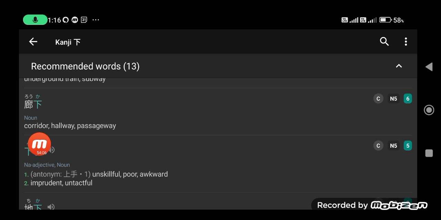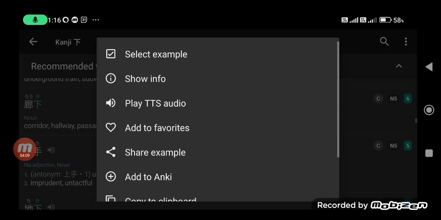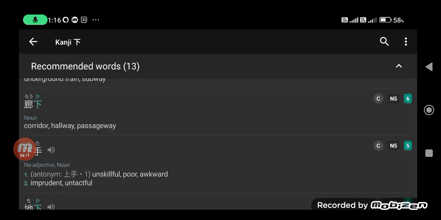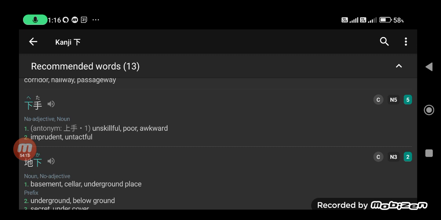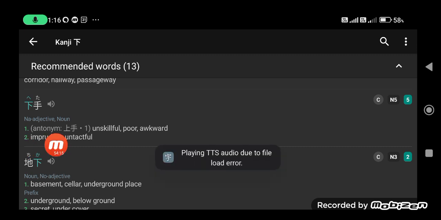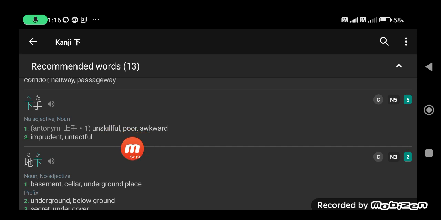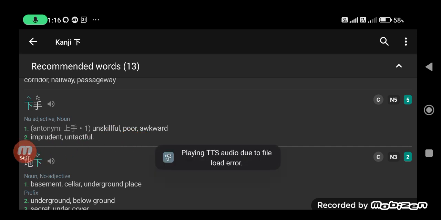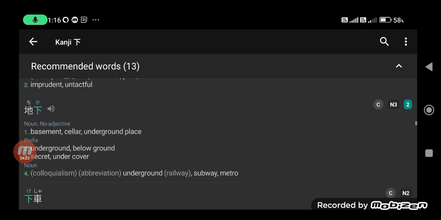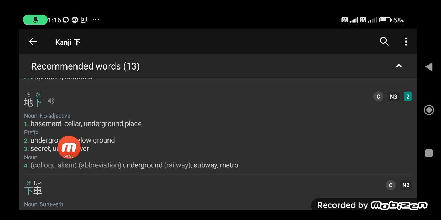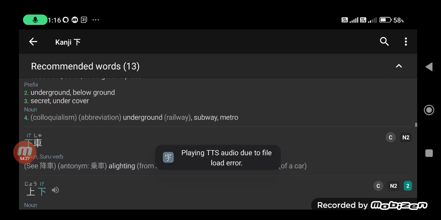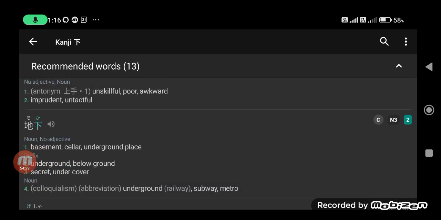So roka, corridor. Heta could be an adjective. Heta means unskillful, poor, awkward. Chika is basement or underground.